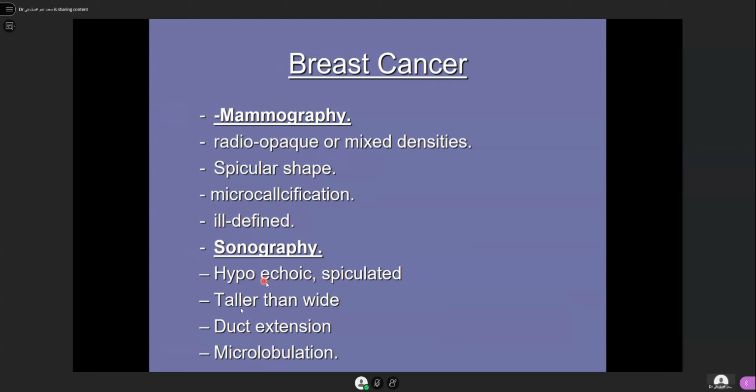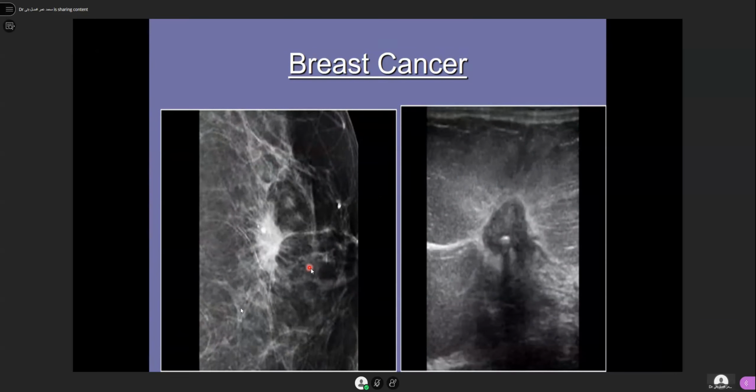On ultrasound, the mass will appear hypoechoic, spiculated, and taller than wide, with duct extension sometimes visible, and microlobulations. Here you can see an ill-defined, infiltrative, radio opaque mass with spiculated margins, and you can clearly visualize the surrounding architectural distortion. On ultrasound you can see the mass is taller than wide, with infiltrative margins, and you can see the infiltration into the soft tissues also.